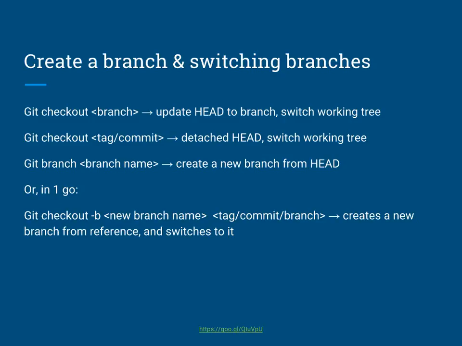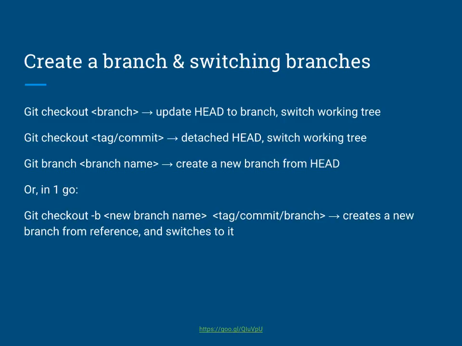And there's git branch, which is to create a new branch from the current head. So if your working tree is in a given state, you have a head pointer, you want to create a branch from where head is pointing, you create a branch with git branch.